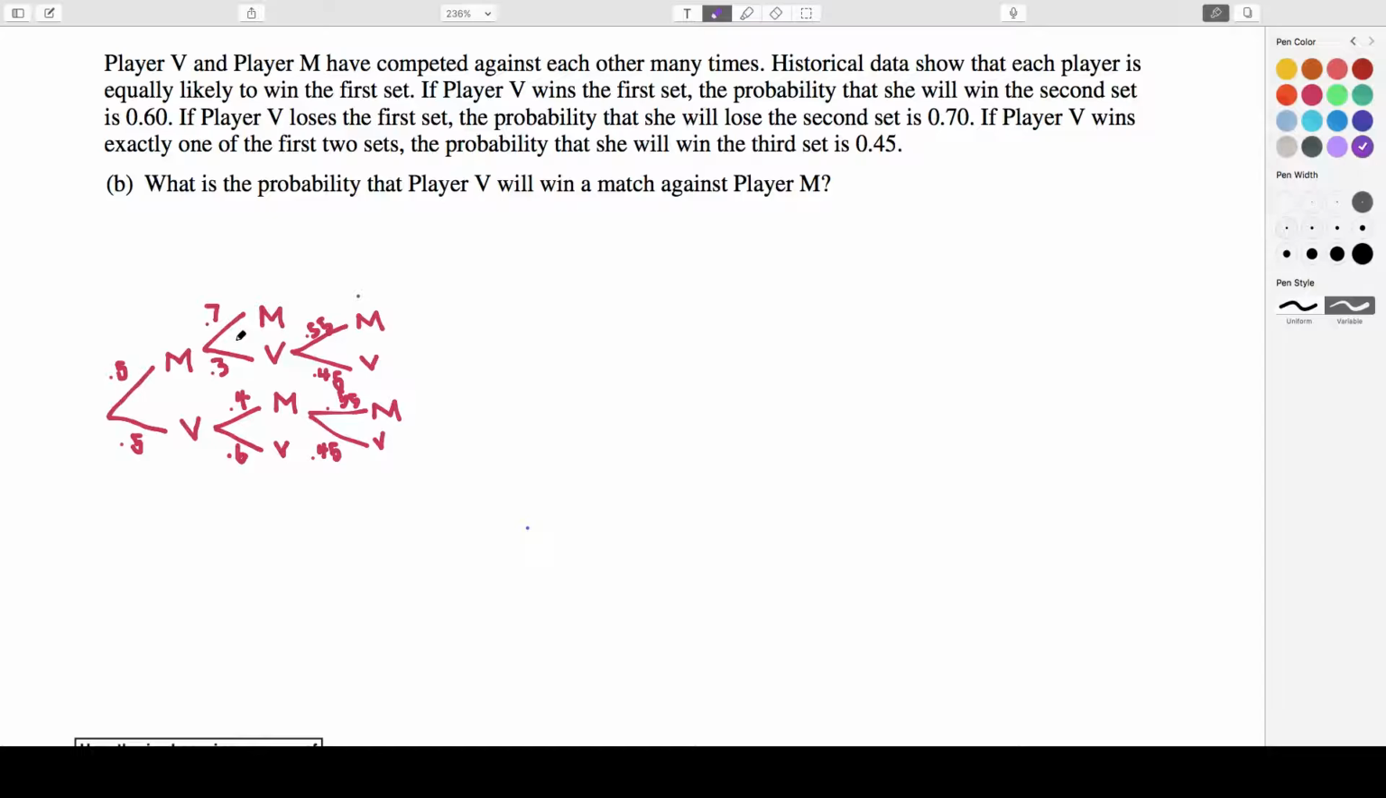So, player V wins here. Agreed? Add those together. Do I add them together? No, multiply and then add. Yeah, 0.5 times 0.3 times 0.45. Right? All right, where else does it happen? V, and then VMV. Yeah, VMV. So I would multiply 0.5 times 0.4 times 0.45.